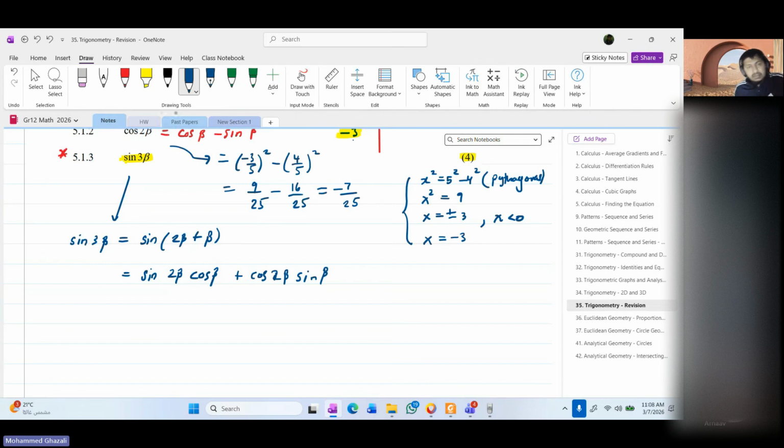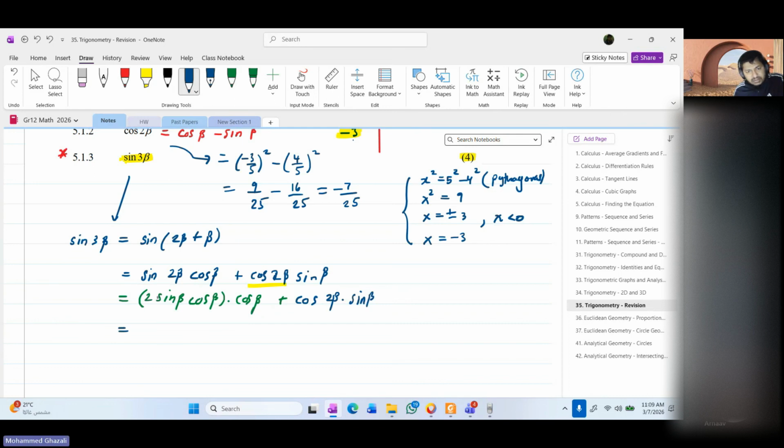But now what is sine 2 beta? We didn't calculate sine 2 beta, because sine 2 beta is 2 sine beta cos beta, times cos beta, plus, but we already have cos 2 beta. So there's no need to expand that. That is cos 2 beta sine beta. No need to expand cos 2 beta because we just found it.